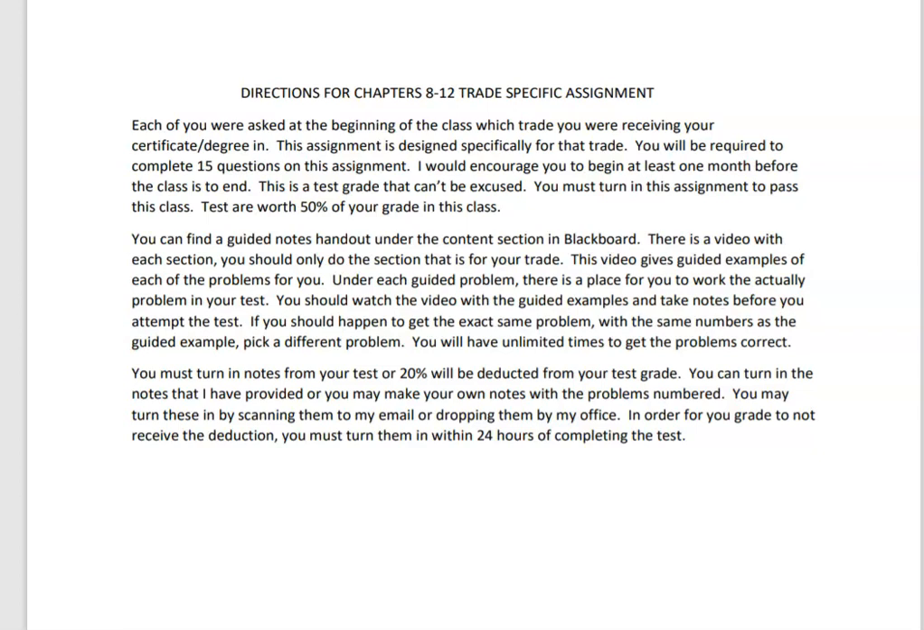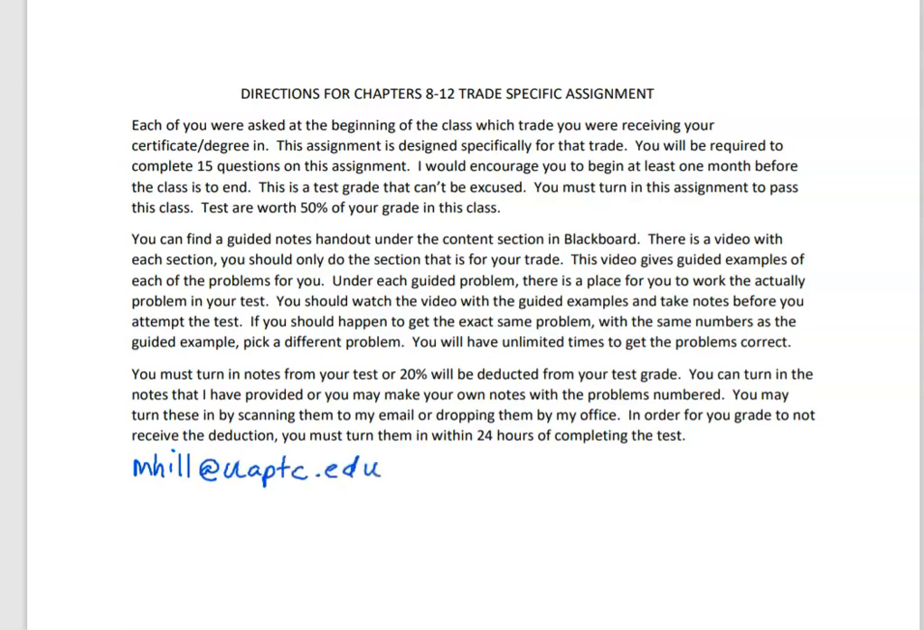In order for your grade to not receive the deduction, you must turn them in within 24 hours of completing your test. So you might want to have my email ready, or jot down my email. It's mhill@uaptc.edu.